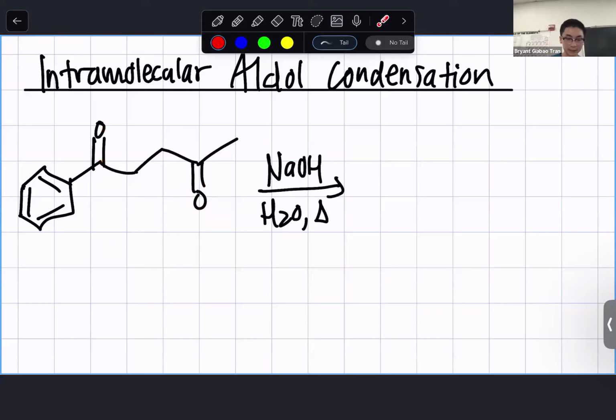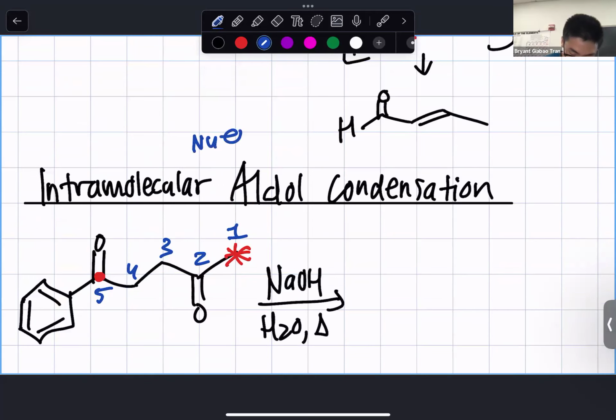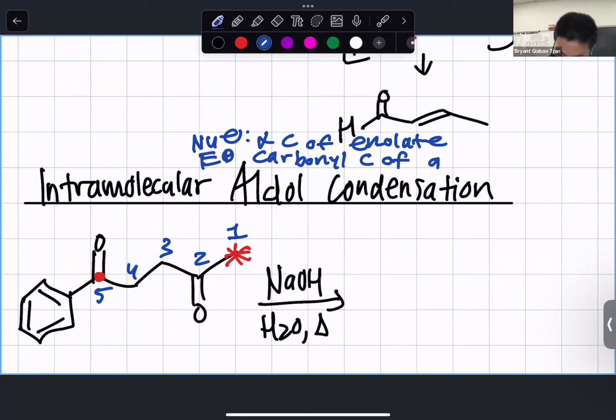Oh, right. So for aldol condensation, the nucleophile is going to be the alpha carbon of the enolate. So it cannot be the oxygen. It has to be the alpha carbon of a carbonyl, the one on the far right. The alpha carbon of this carbonyl here would be the nucleophile. The electrophile would be the carbonyl carbon of the left side. When that happens, we are going to make a 1, 2, 3, 4, 5-membered ring. Because for aldol, the nucleophile is an alpha carbon of an enolate. The electrophile is a carbonyl carbon of an aldehyde or ketone.